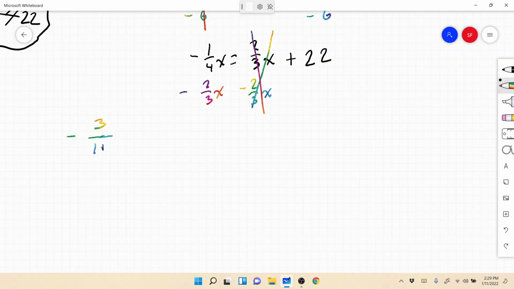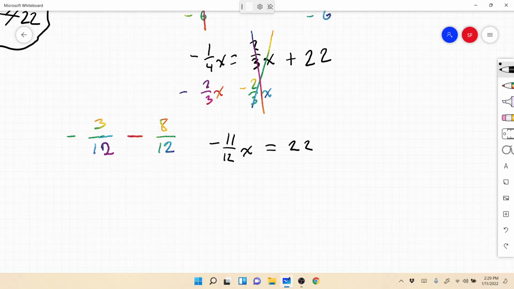Are the signs the same or different? Same. So it's gonna be like negative or negative. So you add and keep the sign. So that's 11 over 12. Negative, right? And then you bring down the 22, so it'll be equals 22. And then that's the end of our problem.